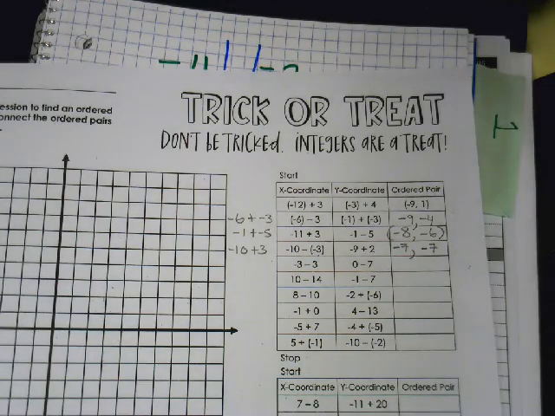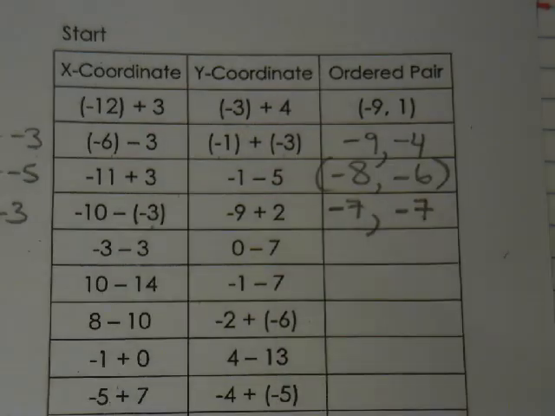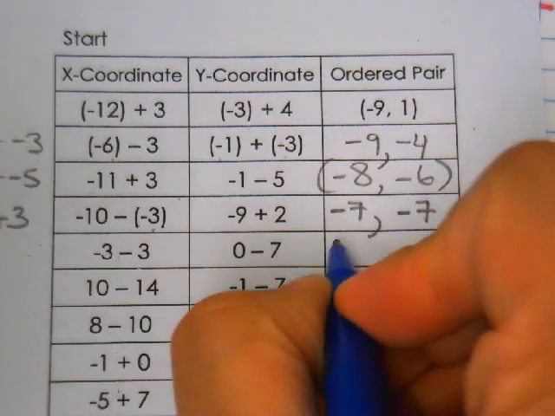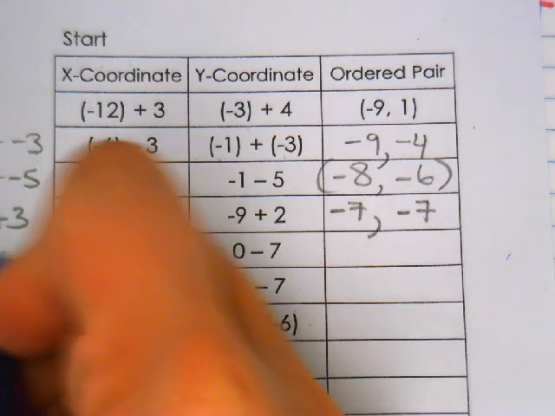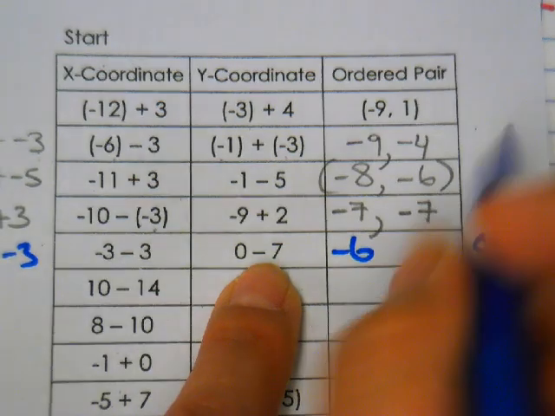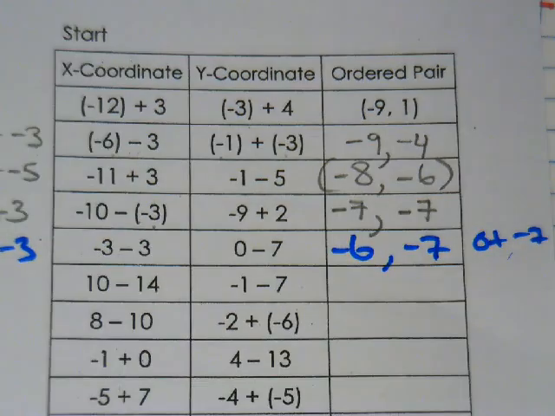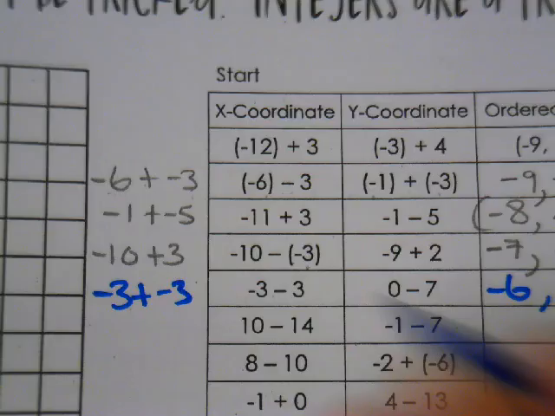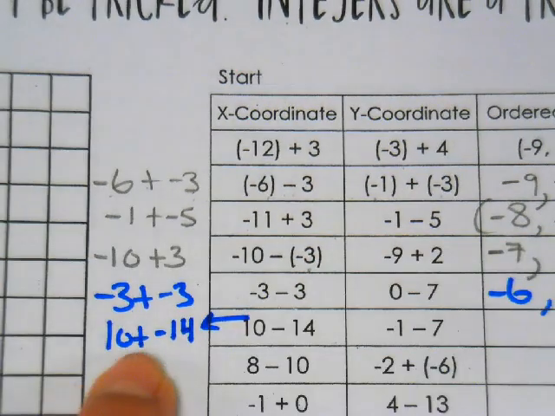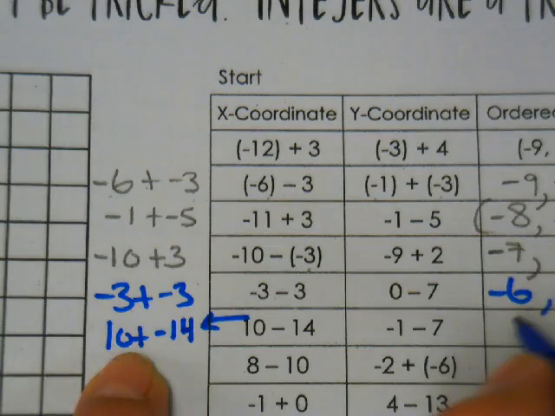All right, so let's check. Can you guys give me what's negative 3 minus 3 equal to? Negative 6. And what's 0 minus 7? We just did that in our notes. And then what is 10 plus negative 14? We've changed that to this. What's 10 plus negative 14? Negative 4.